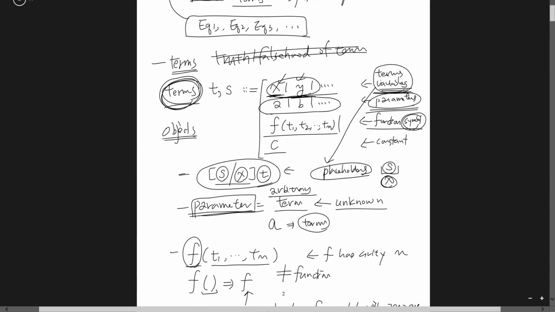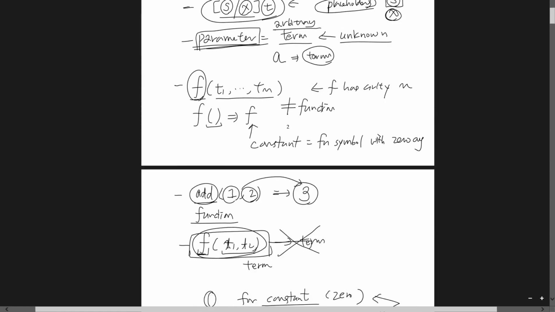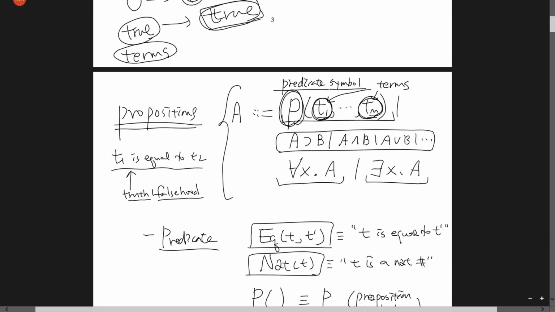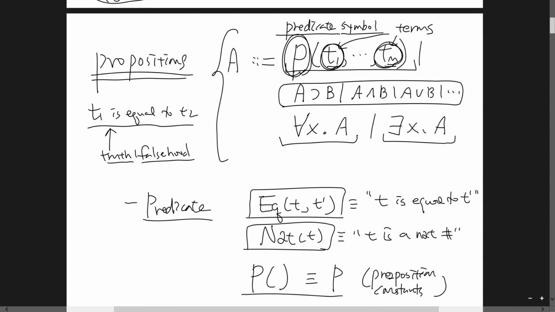And previously, here, we defined the language for terms. This is the language for terms. And now we have this predicate symbol applied to these terms. And these are two forms of quantifications.